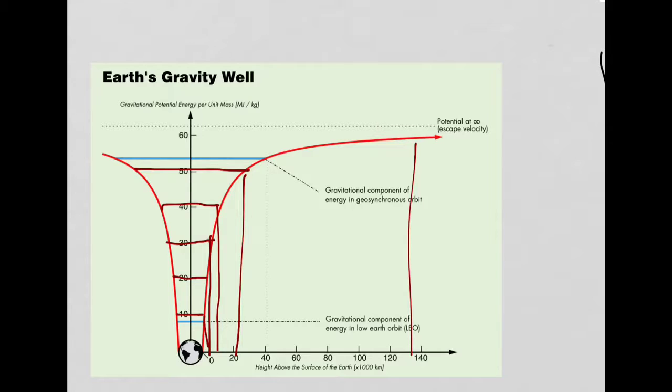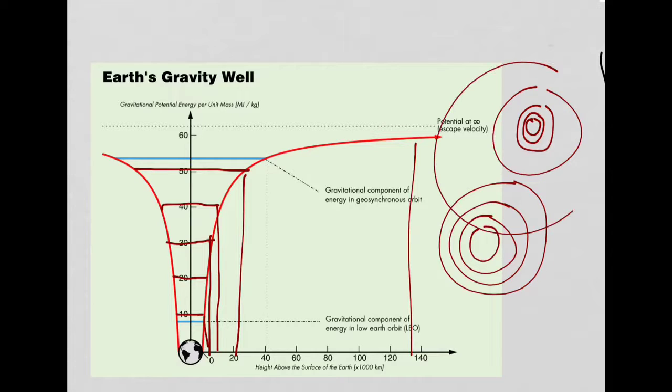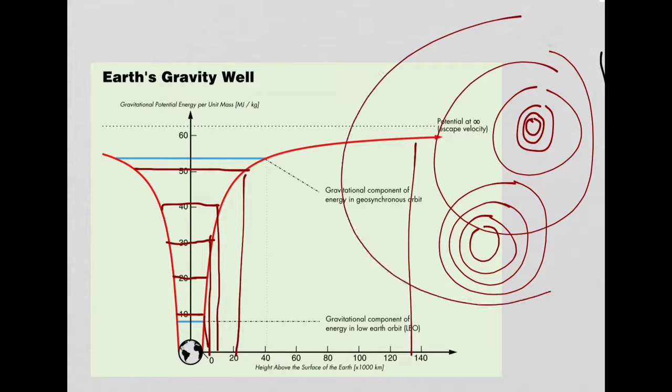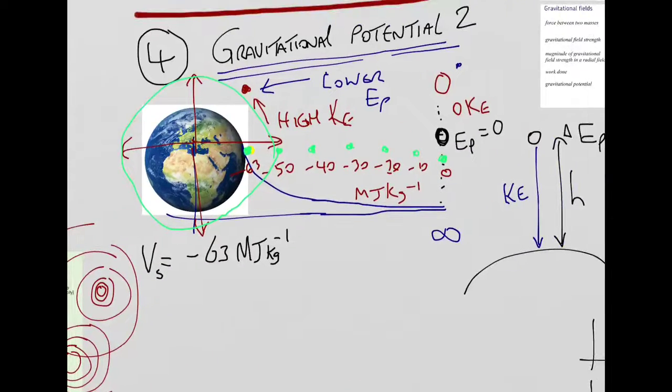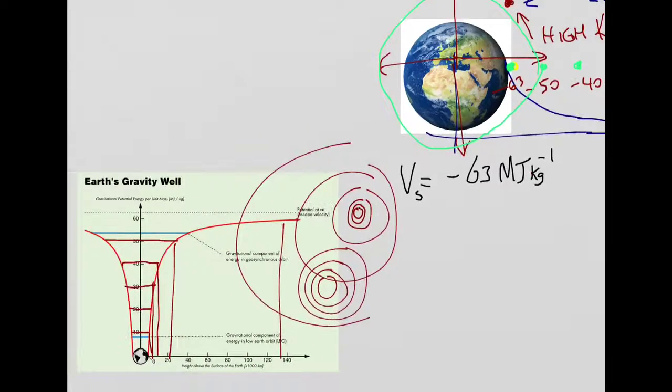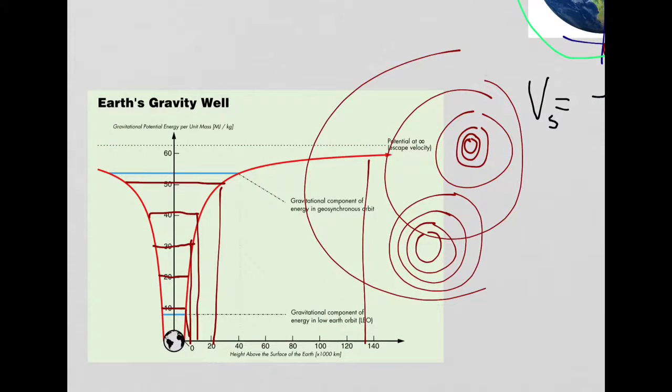So it's not just circle, circle, circle. If you ever draw a diagram like that, it's much more like this, getting bigger and bigger as we go out. So this is why it's negative. This is the idea of gravity wells, and this is the idea of why it's the energy required to move an object from infinity to that point.